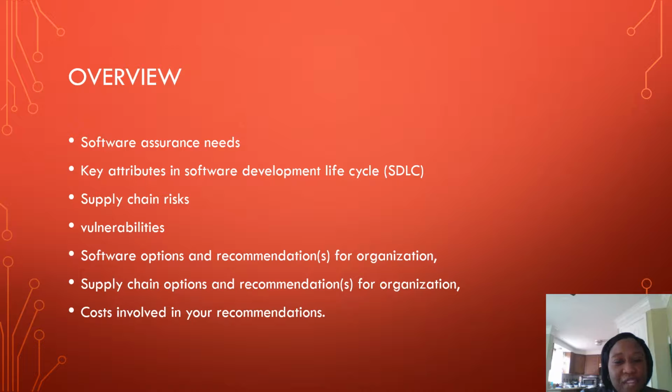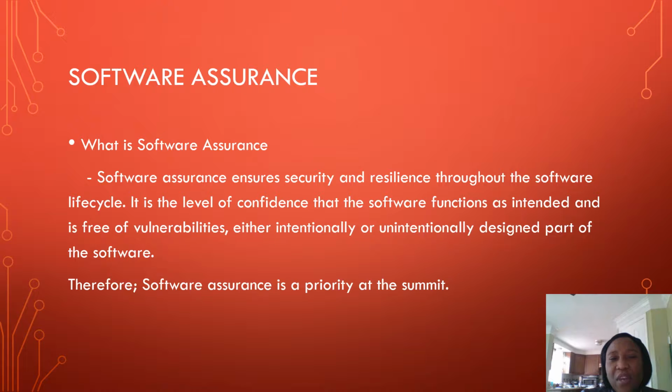Overview: the software assurance need, the key attributes in software development lifecycle, the supply chain risk, the vulnerability existing in current software, software options and recommendations for organization, the supply chain option and recommendation for option, and cost involved in recommended software. The software assurance ensures security and resilience throughout the software lifecycle.